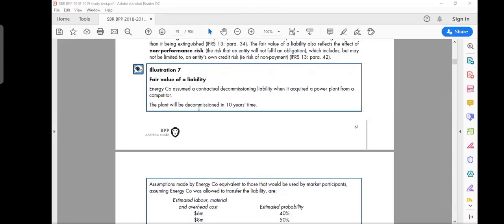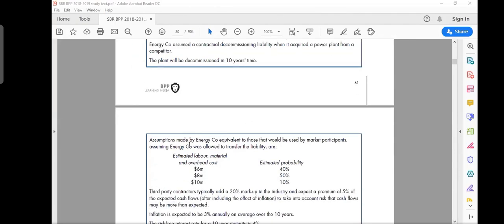Then do one more illustration. One more. So let's see one more example. Illustration number 7. Fair value of a liability. Energy company assumed a contractual decommissioning liability when it acquired a power plant from a competitor. So they purchased some power plant, and along with the power plant, there was a liability also, because probably the construction required restoration or decommissioning or demolition. The plant will be decommissioned in 10 years time. So this is a liability, and you have to measure the value of this liability.